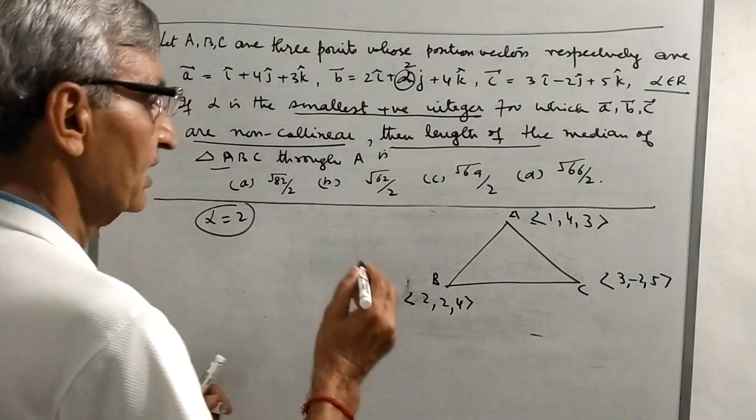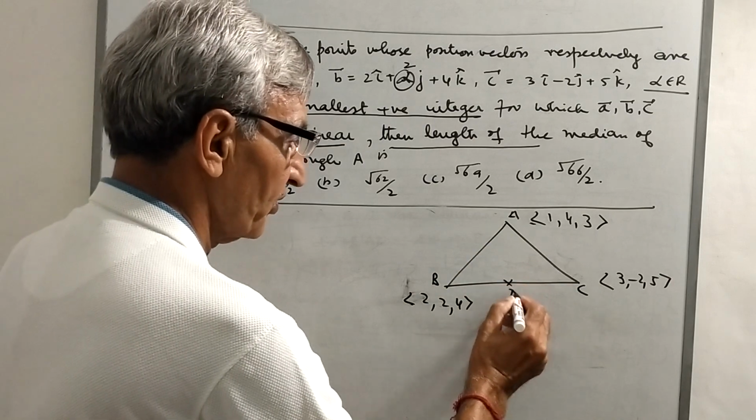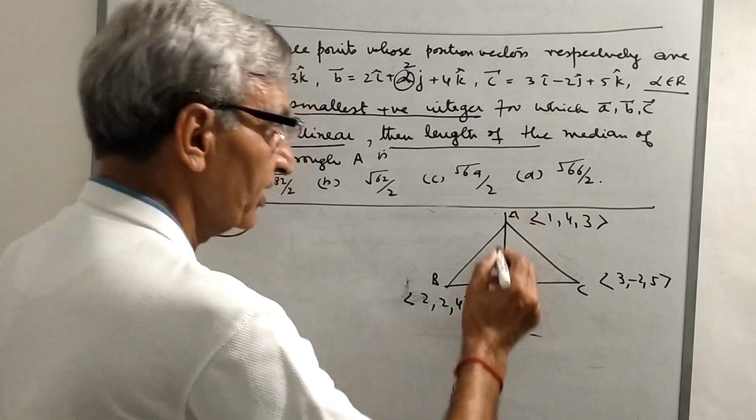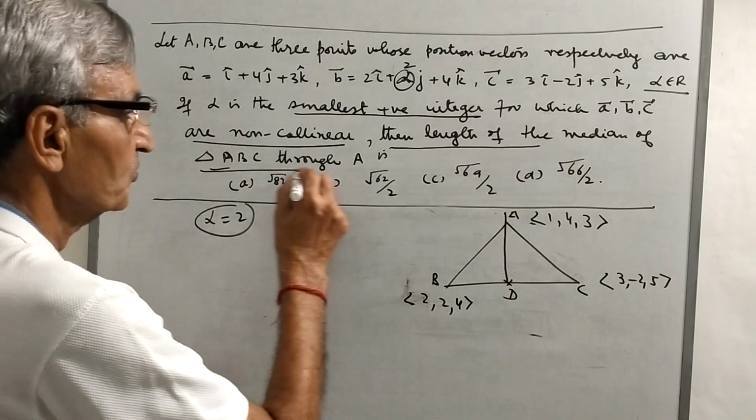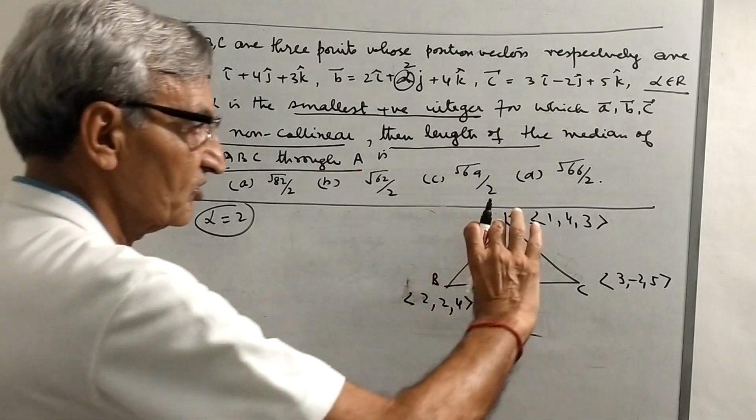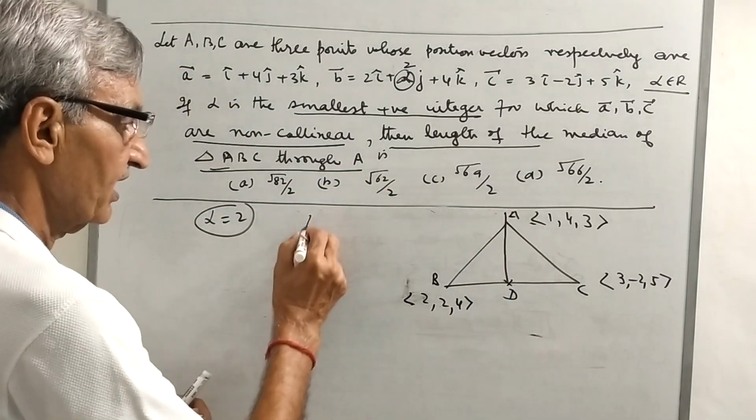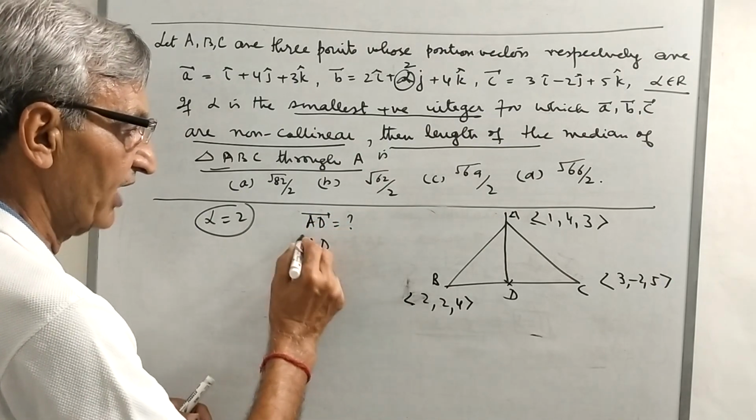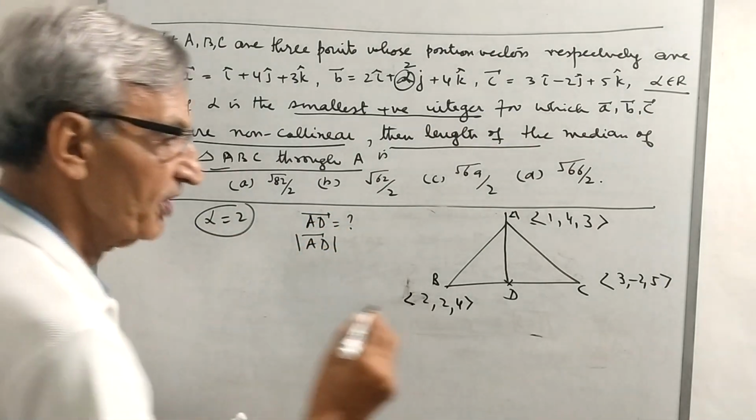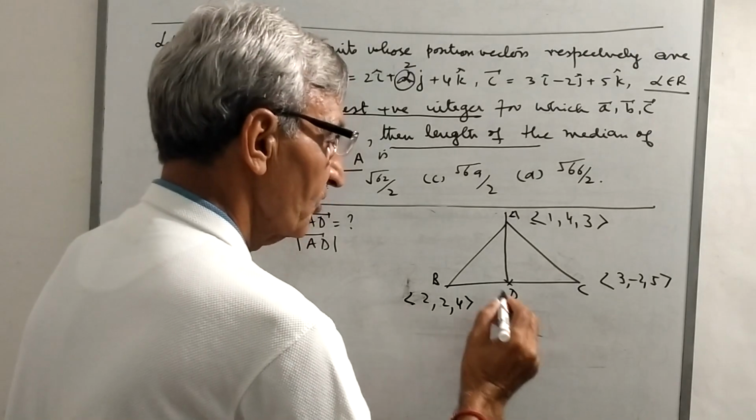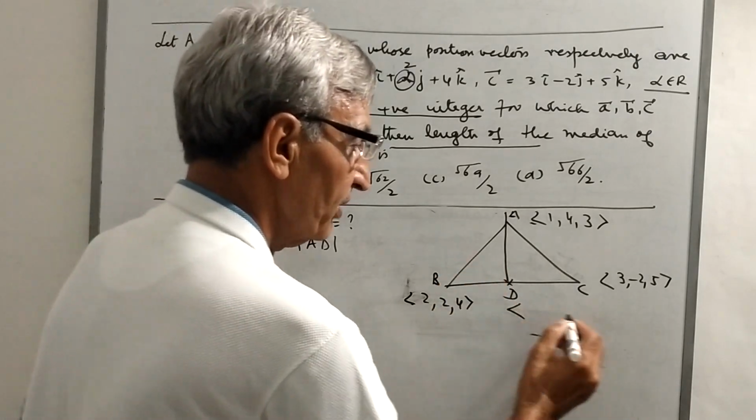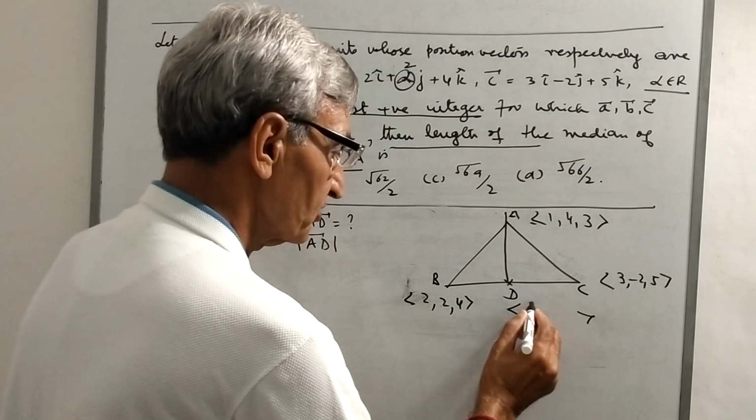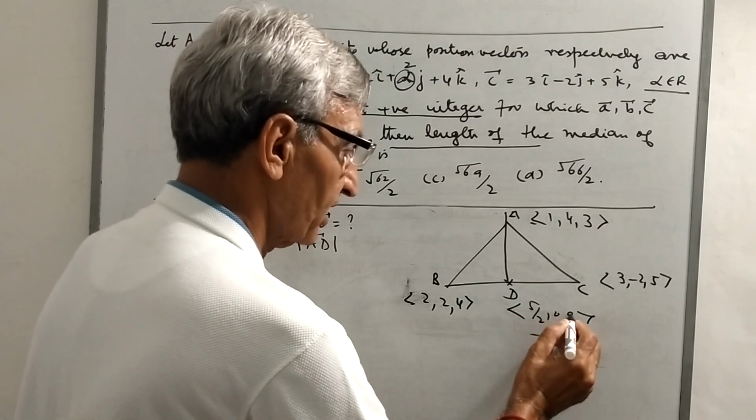I have to find the length of the median. D is the midpoint corresponding to point A, the median of ABC through the point A. I will find the length of AD. So let me find the AD vector, and then I'll find the AD magnitude. Well, my friend, how do we find AD? What is the position vector of the midpoint D? It is 5 by 2, 0 and 9 by 2.